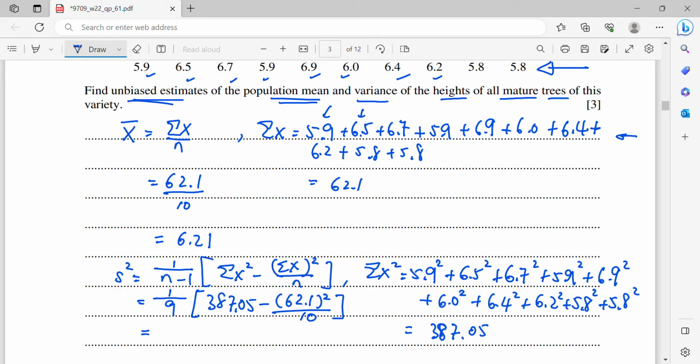Alright, so from here you will get 0.157 to 3 significant figures. So this is the solution for question 1.